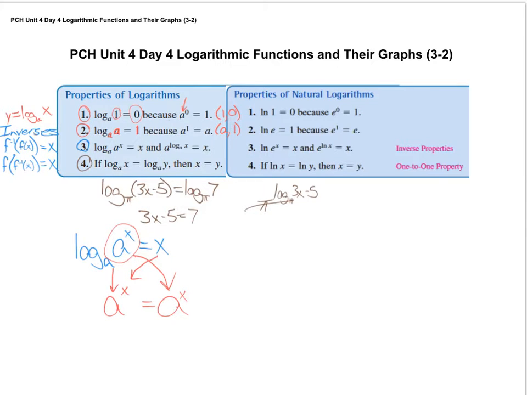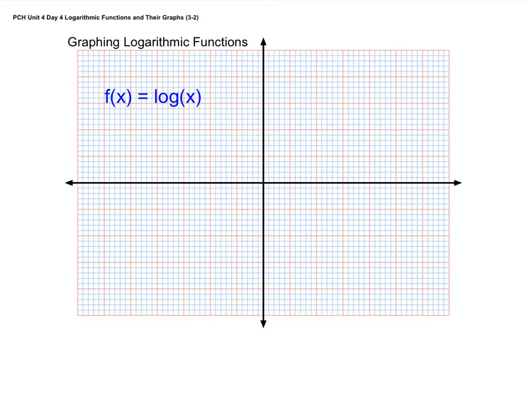Now, let's start looking at the graph here. Let's start with this one, f of x equals log of x. All right, what's my base in this case? 10. All right, this is our common logarithm. Log base 10, we don't have to write it in there, but we can see it. Okay, so let's start graphing this. What's one point that's going to be on our graph? 1, 0.